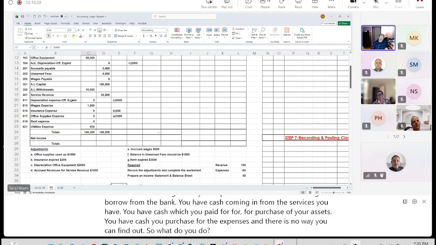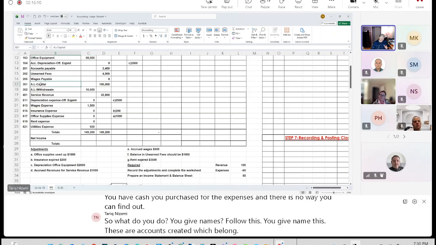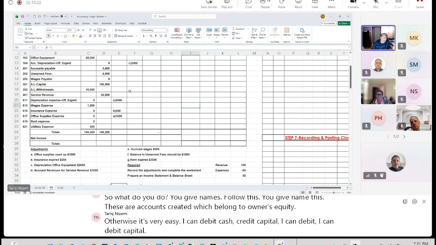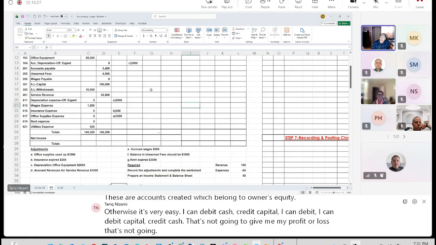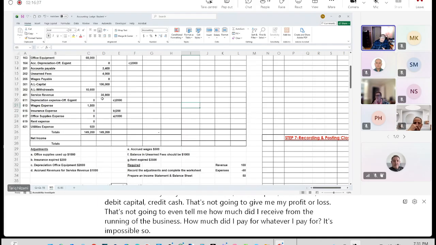So what do we do? We give names. Follow this. These are accounts created which belong to owner's equity. Otherwise, it's very easy. I can debit cash, credit capital. I can debit capital, credit cash. That's not going to give me my profit or loss. That's not going to even tell me how much I received from the running of the business, how much I paid for whatever I paid for. It's impossible. So what did we do?